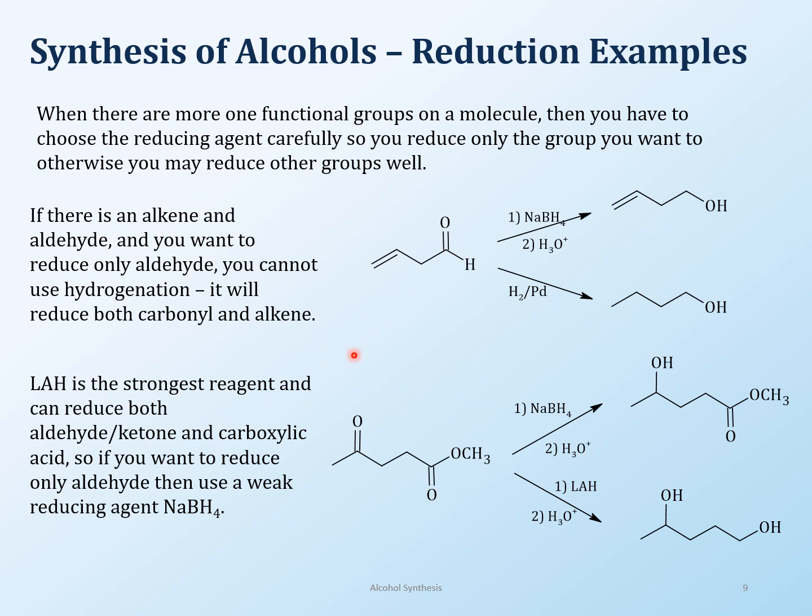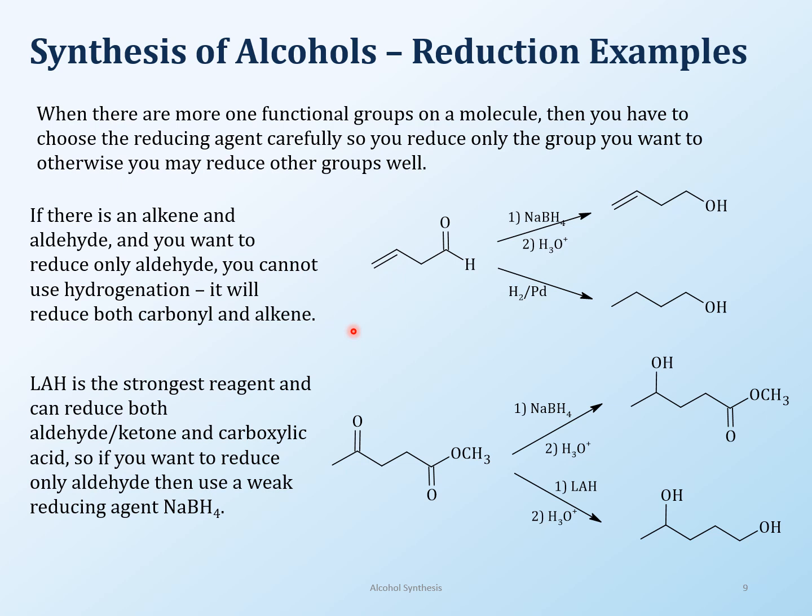Here are some examples for reductions. You have to be careful when you're doing reductions because there are going to be a lot of groups that you encounter as we go on that can be reduced by sodium borohydride or by lithium aluminum hydride. And you've already done reduction of alkenes and alkynes before, and those can be reduced by hydrogenation. There are a lot of reducing agents and a lot of functional groups out there, so you have to be very careful in what kind of reagent you choose to use.